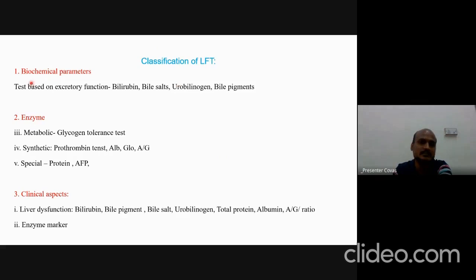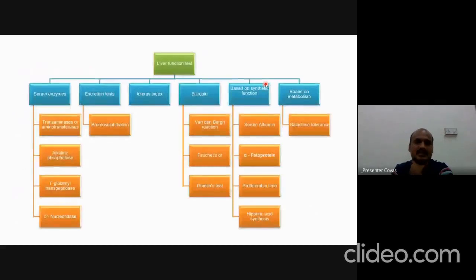So, classification based on biochemical classification: we have bilirubin, bile salt, urobilin, bile pigments, enzymatic, glycogen tolerance, prothrombin, albumin, globulin, AG ratio, protein, AFP, liver dysfunction. We already discussed this one, right? Bilirubin, bile pigment, the enzyme marker are there. So these are our tests.